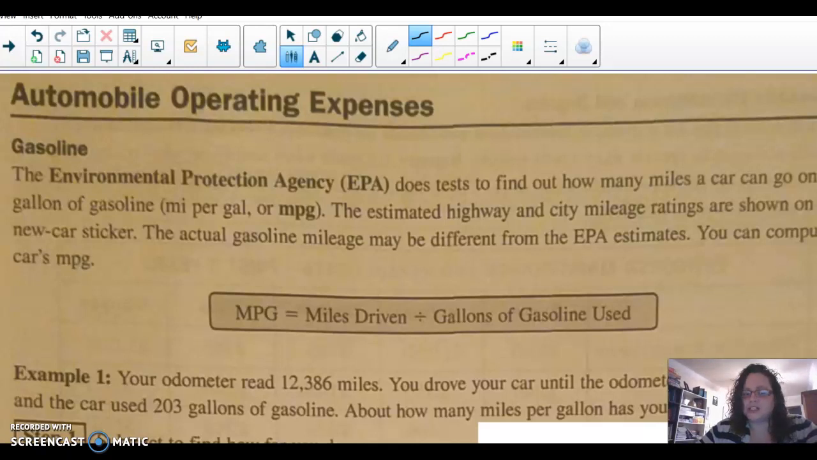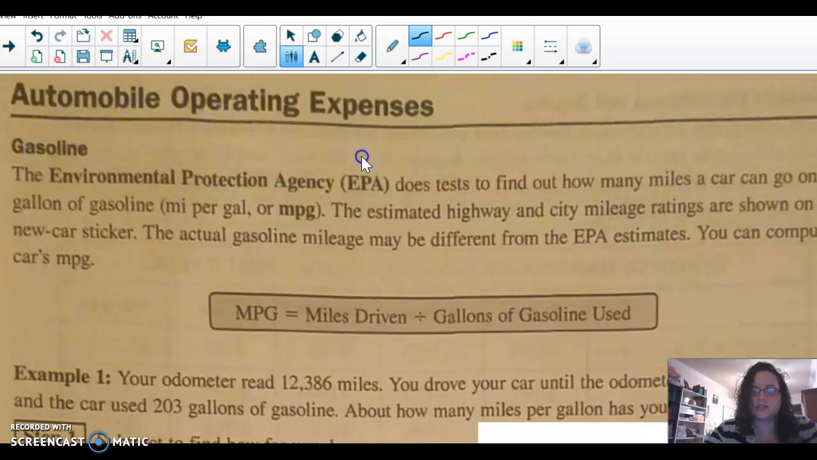So the Environmental Protection Agency, or EPA, they actually do try to figure out how much gas a car uses on average. However, that miles per gallon, or MPG, is not always accurate. Your estimated highway and city mileage ratings are going to be shown on the new car sticker when you buy a car. However, the actual gasoline mileage might be different. So the good thing that you can do is calculate your own miles per gallon to make sure that it's the most accurate. I'm going to show you how to do that.